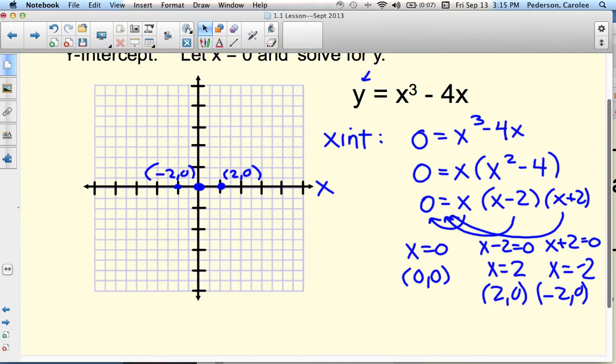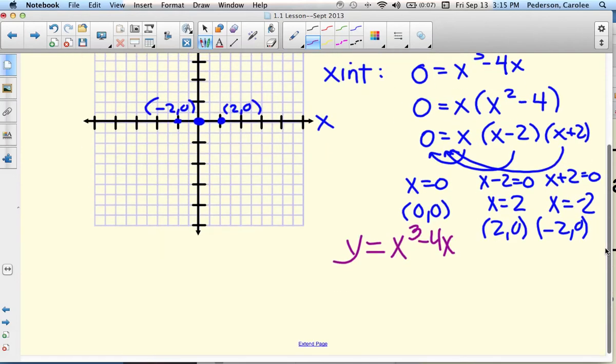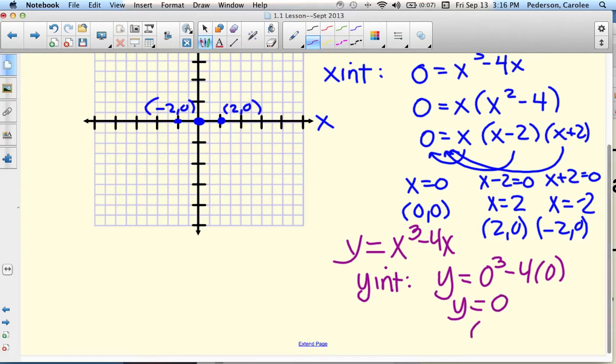Now let's talk about the y-intercept. To find the y-intercept, we're going to let x equal 0. So I'm just going to rewrite the equation again down here. Now to find the y-intercept, let x equal 0. So y equals 0 cubed minus 4 times 0. Everything cancels out, so our y-intercept is at 0. So here is our y-intercept that touches on the y-axis. There's our y-axis.